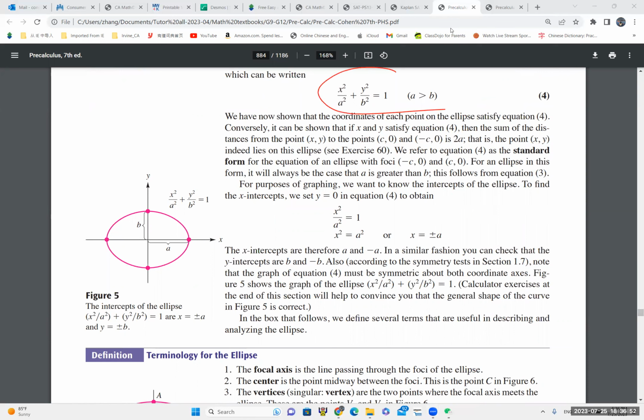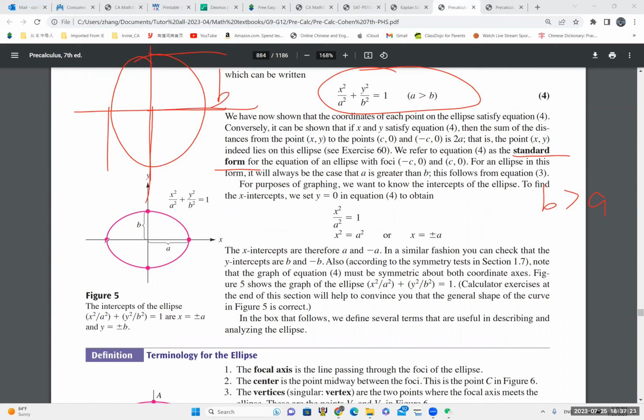So here is the equation for the ellipse, and we call it the standard form. Here a is greater than b, so it looks like this. But if b is greater than a, then it looks like this, because this distance is b and this distance is a.